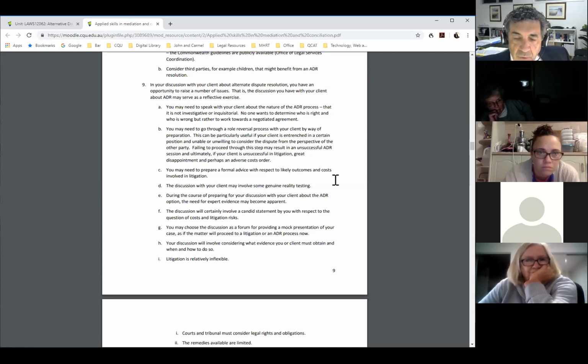Likewise, if you're the mediator or the conciliator, you might wish to ensure that the participant is aware of those matters and is aware of the risk and the costs associated with it.